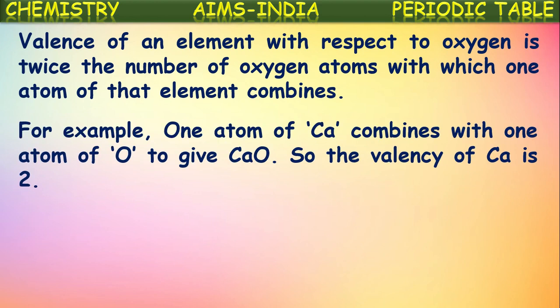For example, one atom of calcium combines with one atom of oxygen to give calcium oxide, CaO. So here, one atom of calcium combined with how many oxygen atoms? One oxygen atom. In terms of oxygen, valency is defined as twice the number of oxygen atoms combining with one atom of an element. So if you make it twice, 1 into 2, that is 2. So the valency of calcium is 2 with respect to oxygen.